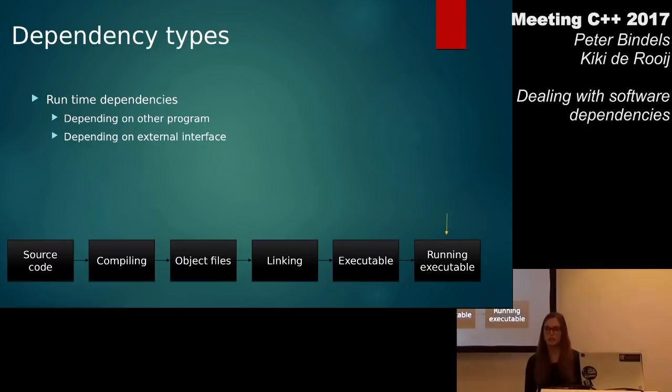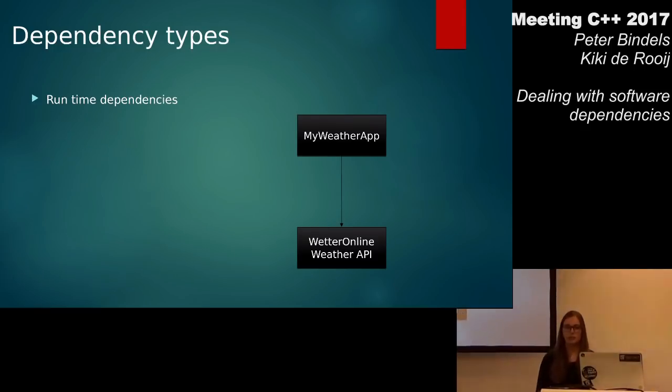After compilation and linkage, you might think that you've dealt with all the dependencies, but that's not always true. While running your executable, you might still depend on another program or an external interface. So for example, if I have a weather application, which uses a weather API to update its information, then my application won't work without the API. If the API is not available, I cannot update my information, and thus my application won't work. So that means I have a runtime dependency to the weather API.